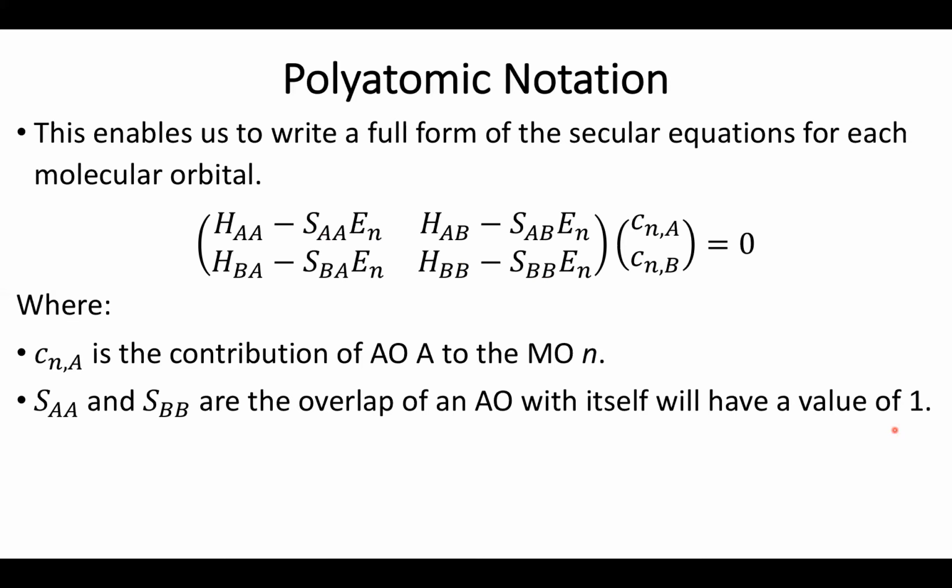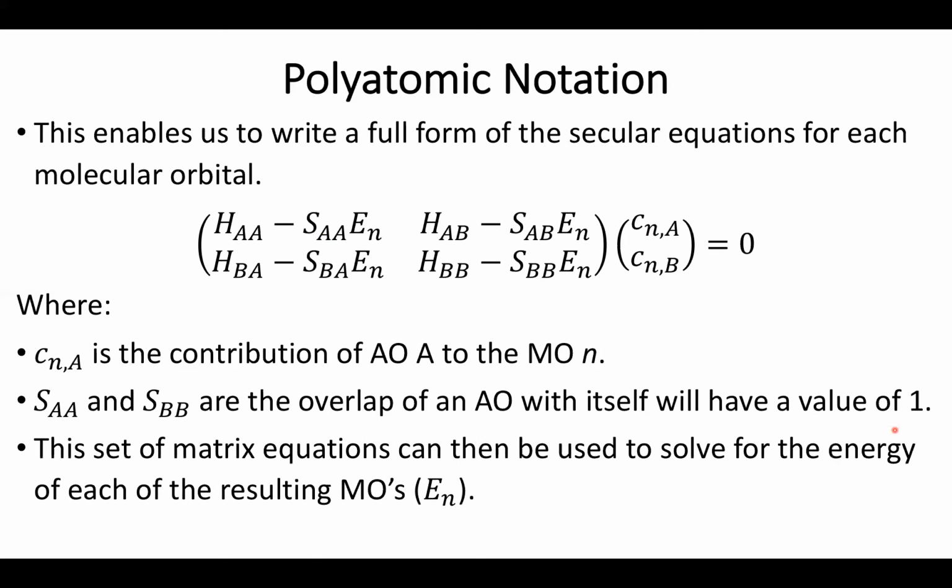So one of the useful things we can do with this notation is we can use these sets of matrices not only to solve for the energies of each of the possible molecular orbitals, but we can also then, using these energies, solve for the configurations or coefficients of the various atomic orbitals that will give a molecular orbital of that energy. So hopefully this makes sense.